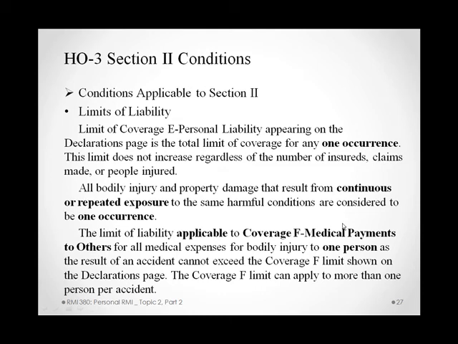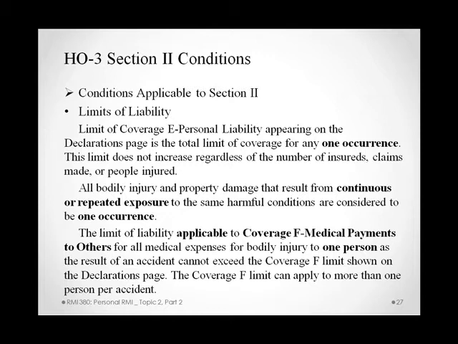Now let's take a look at the homeowners insurance Section 2 conditions. There are two types of conditions under a homeowner's policy: conditions applicable to Section 2, and conditions applicable to both Section 1 and 2. Conditions applicable to Section 2 apply to liability coverage, specifically to the policy provisions described in Coverage E, personal liability, and Coverage F, medical payments to others.